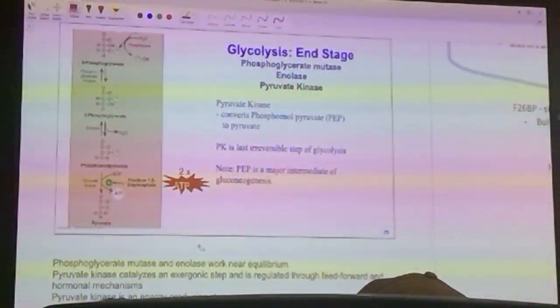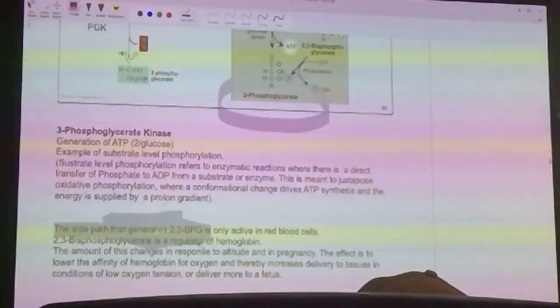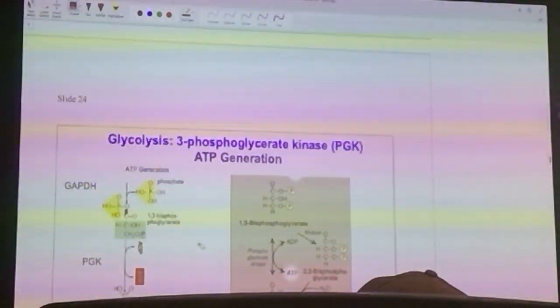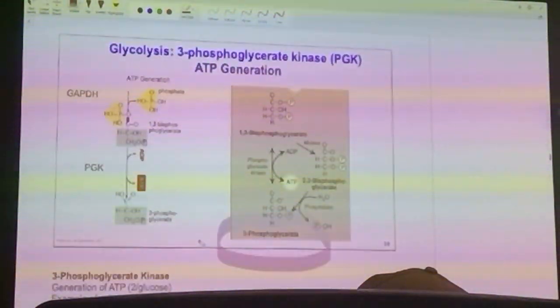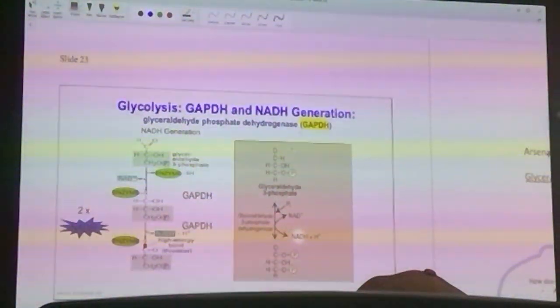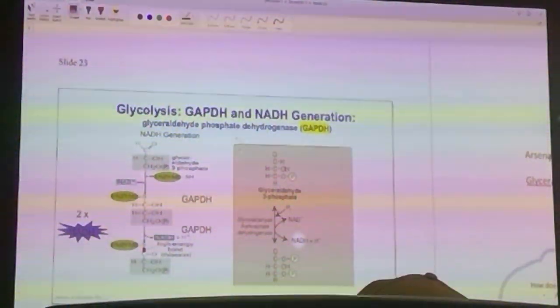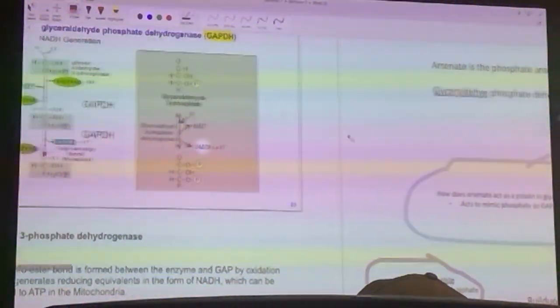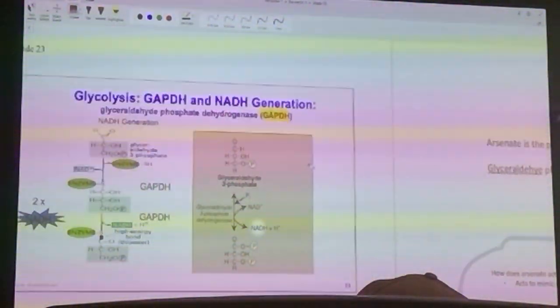Can you scroll back a slide? Dr. Peterson told us the arsenate acts on that portion right there. Yeah, but it acts on this step first. So glyceraldehyde phosphate dehydrogenase is where arsenate acts, and it affects the next step.